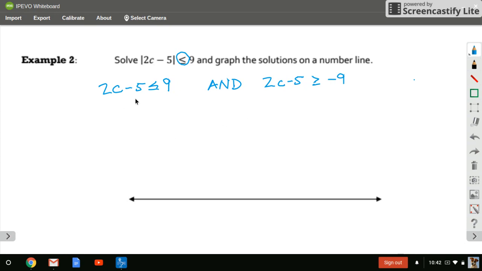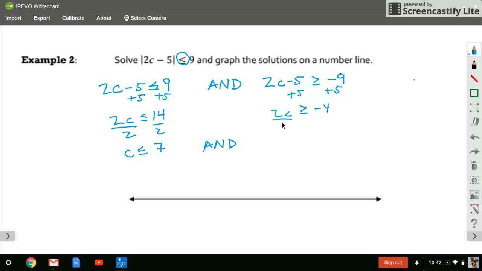Now we can go ahead and solve. So plus 5, 2c is less than or equal to 14. Divide by 2, and c is less than or equal to 7. And we add 5. 2c is greater than or equal to negative 4. Divide by 2, and c is greater than or equal to negative 2.